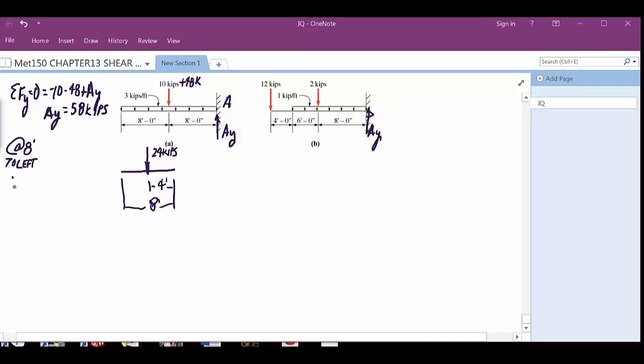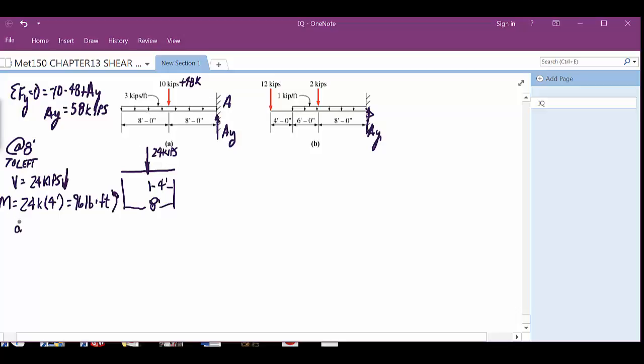So at that position, the shear is what? 24 kips. Positive, right? The moment at that location is 24 kips times 4 feet. So 96 pounds-feet. Now that's looking at it from the left side of that force, basically, right, at the 10 kips.